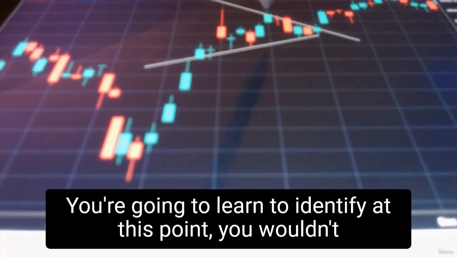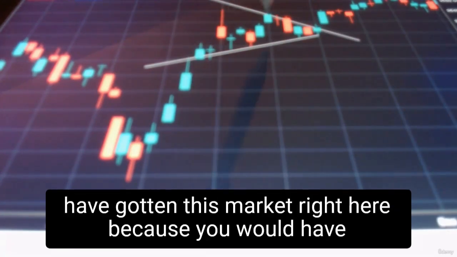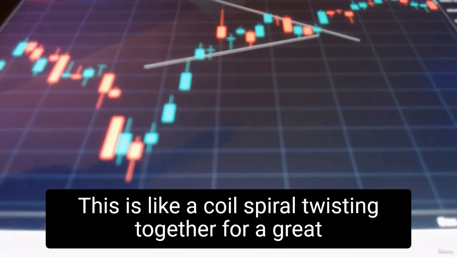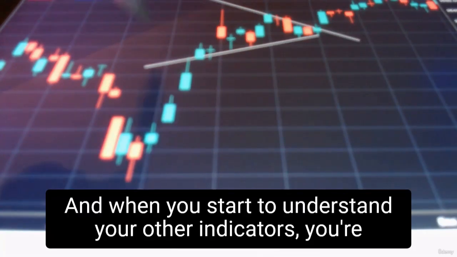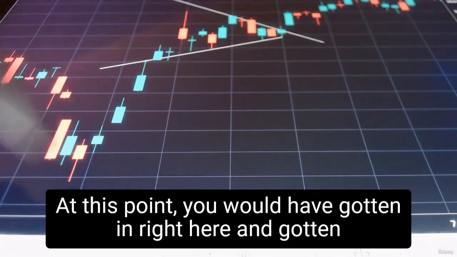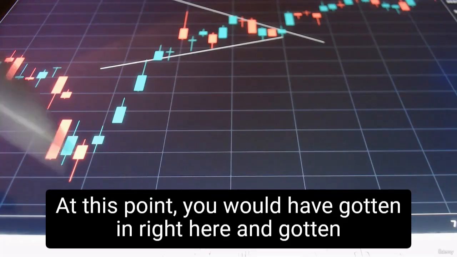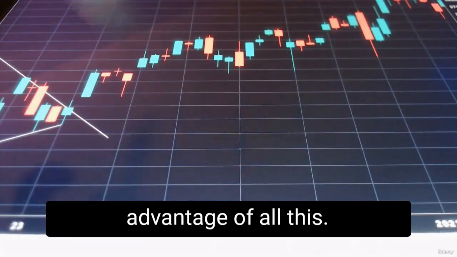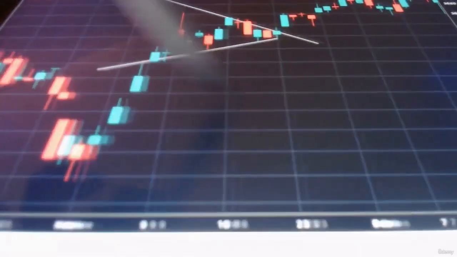At this point, you wouldn't have got in this market right here because you would have already known this was happening. This is like a coil, a spiral twisting together for a great big explosion. And when you start to understand your other indicators, you're going to be able to get in right here at this point. You would have gotten in right here and gotten out right here, waiting for your next move to go in to take advantage of all this. Okay?